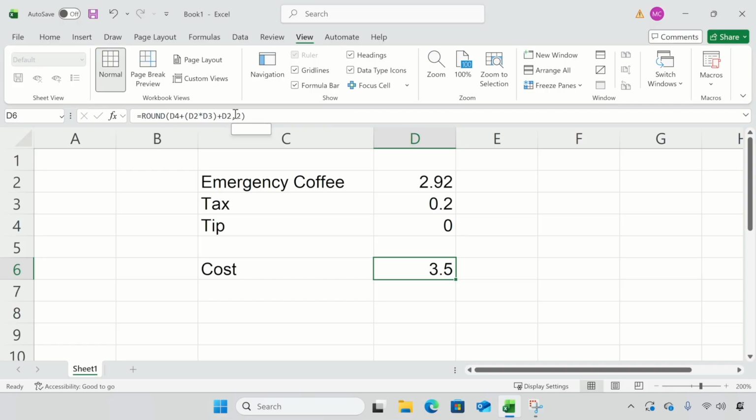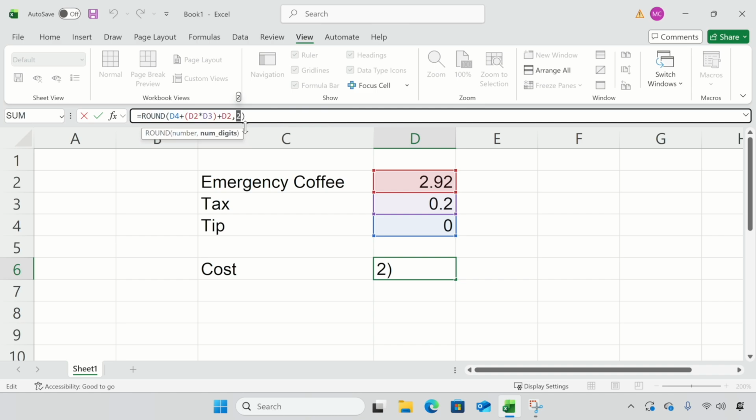Let's look at the formula. We round to 2 decimals, add the tip, add the tax, add the base price. A perfectly simple expression. And yes, I know you could write this in C# as something like decimal cost equals price plus price times tax plus tip.